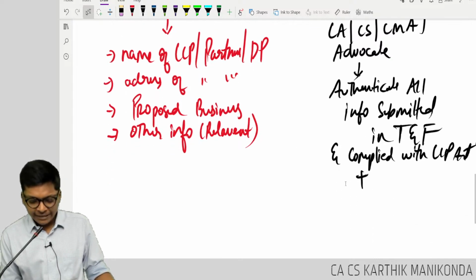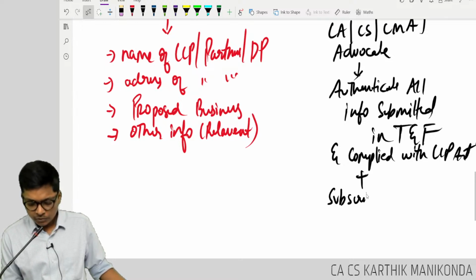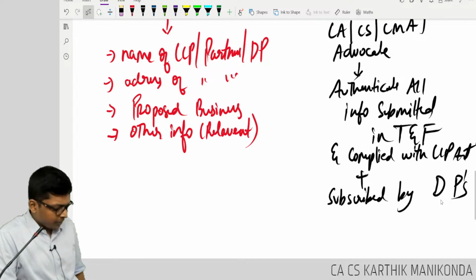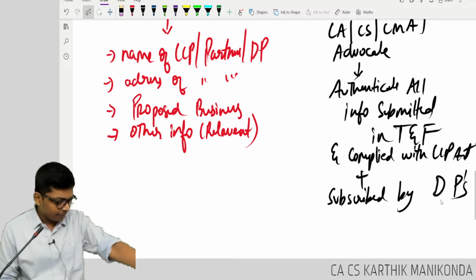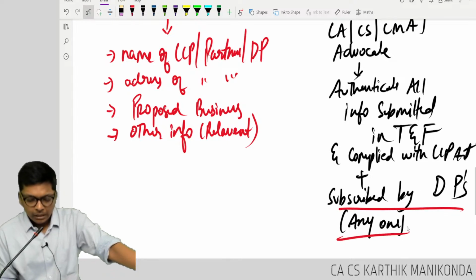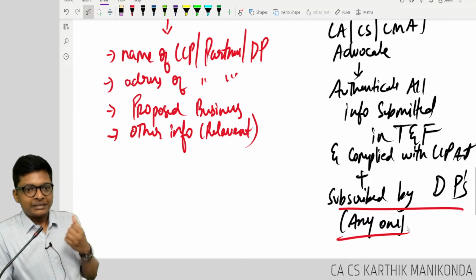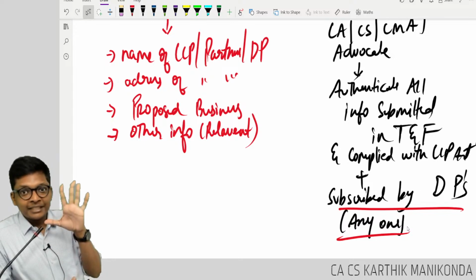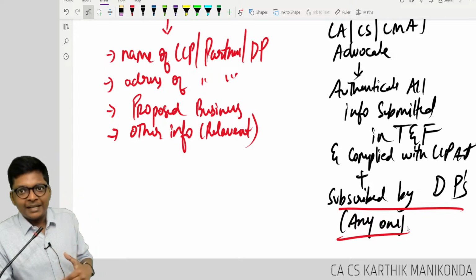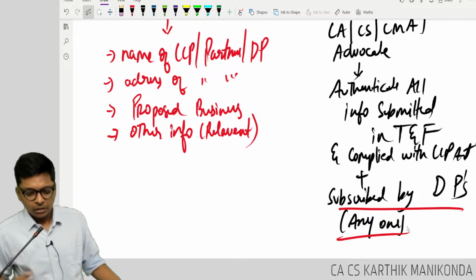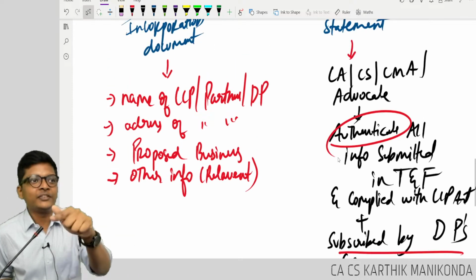This should also be additionally authenticated or subscribed by designated partners. It should be authenticated by any designated partner. Are you following, guys? See, I'll explain. CA, CS, CMA or advocate, they are internal people or external people? They are authenticating everything is true and fair and complying. Like that, internally from the LLP also, one DP will authenticate saying everything is true and fair, we have complied with the Act. For this authentication only, you will charge fees.